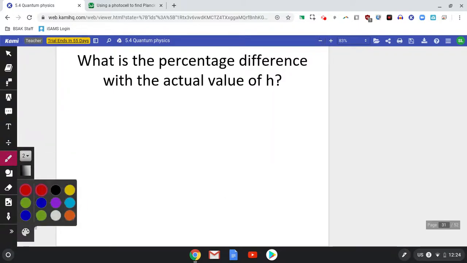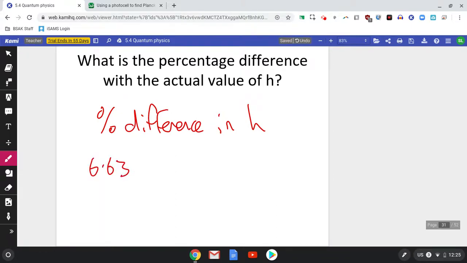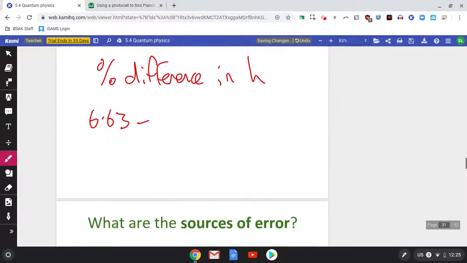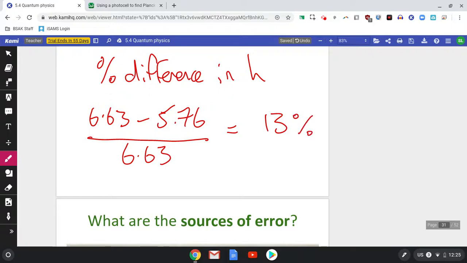So we're going to go, the percentage difference in the values of Planck's constant is the known value, 6.63 minus 5.76, over the actual value. So actual minus measured over actual. And that comes out at about 13%, which is brilliant for this kind of practical. I think that's pretty cool. But it's still significant.